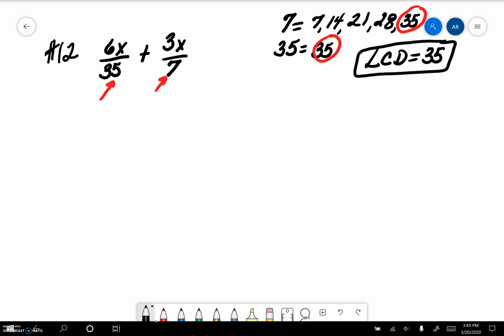Okay, once we find that, now we come up with these equivalent fractions. So I'm going to go over and I'm going to rewrite these fractions.